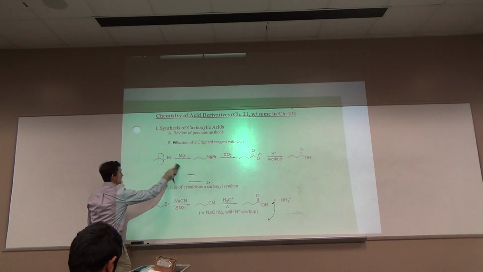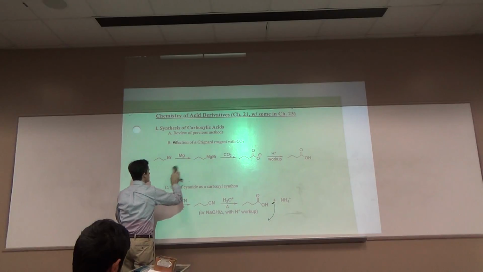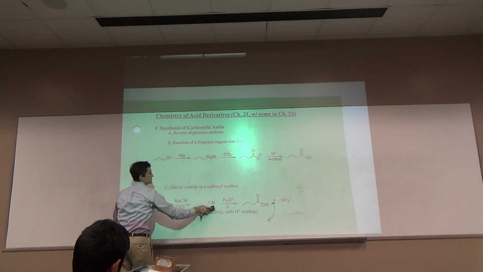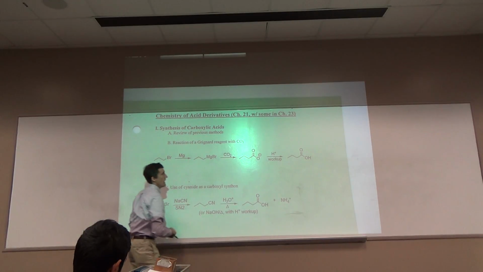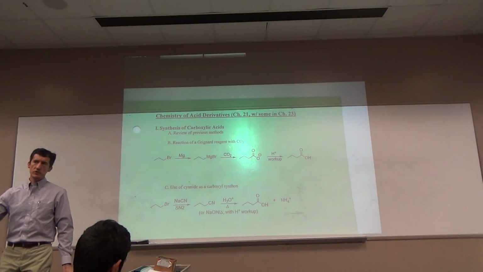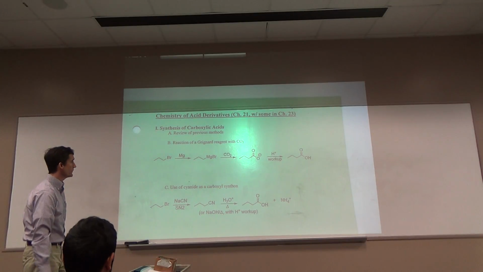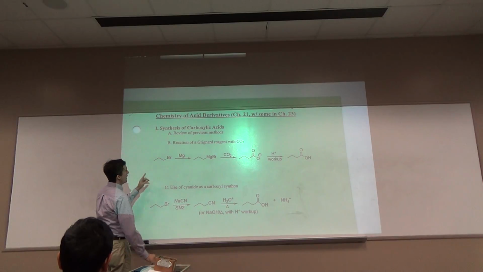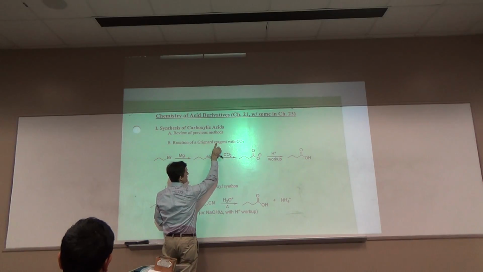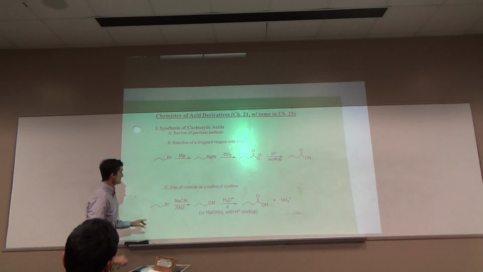So to review the intro that we just looked at, we'll be using that chemistry here. First though, let's look at a couple of new ways to make carboxylic acids. We looked at the old ways as a review. You should be familiar with those old ways. New ways: reacting a Grignard reagent with CO2.